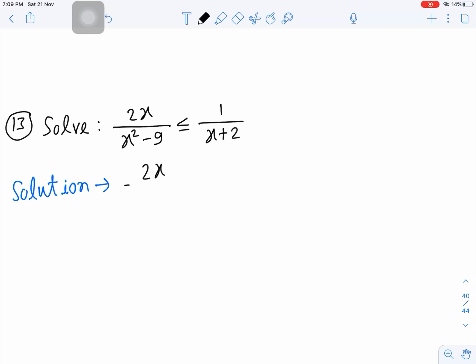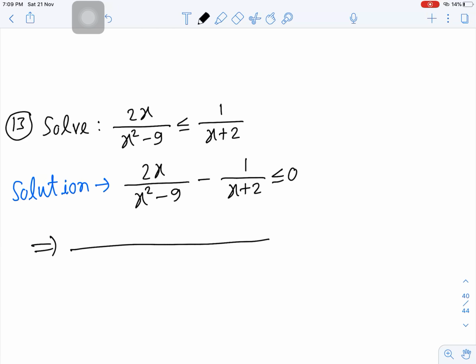So we'll get here 2x by x square minus 9 minus 1 by x plus 2 less than equal to 0. Then we will take the LCM of x square minus 9 and x plus 2. So we'll get x square minus 9 into x plus 2. Then in the numerator we get 2x into x plus 2 and then minus 1 into x square minus 9. So 2x into x plus 2 will be how much? 2x into x, 2x square, then 2x into 2, 4x. So we'll get 2x square plus 4x and minus, we are getting x square minus 9, less than equal to 0.